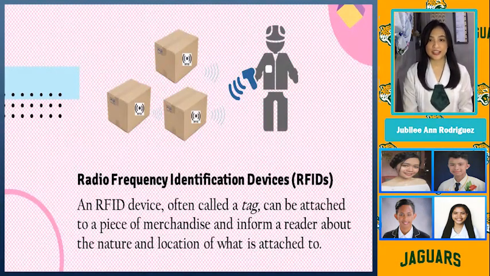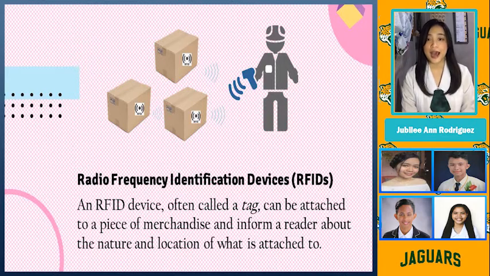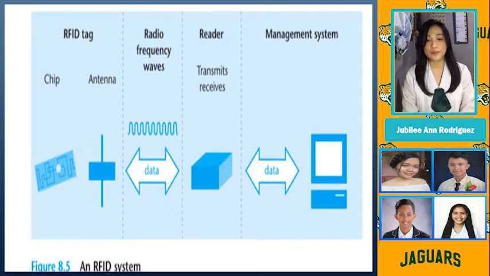Radio Frequency Identification Devices, or RFID, is a product tracking technology that will soon become nearly universally applied. An RFID, often called a tag, can be attached to a piece of merchandise and inform a reader about the nature and location of what it is attached to. Figure 8.5 shows how the reader can relay this information to a management system that can create a picture of what merchandise is where at a level of detail that has not previously been possible.